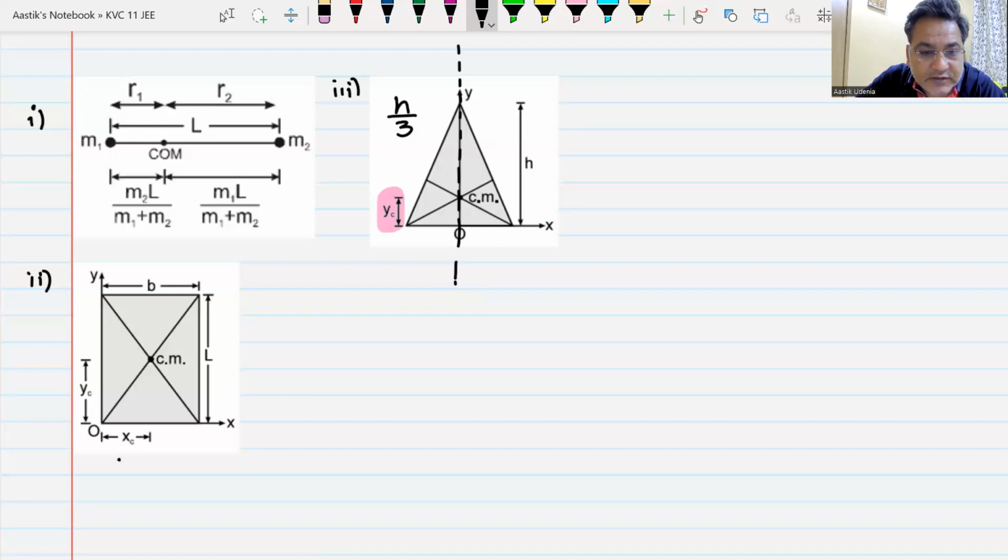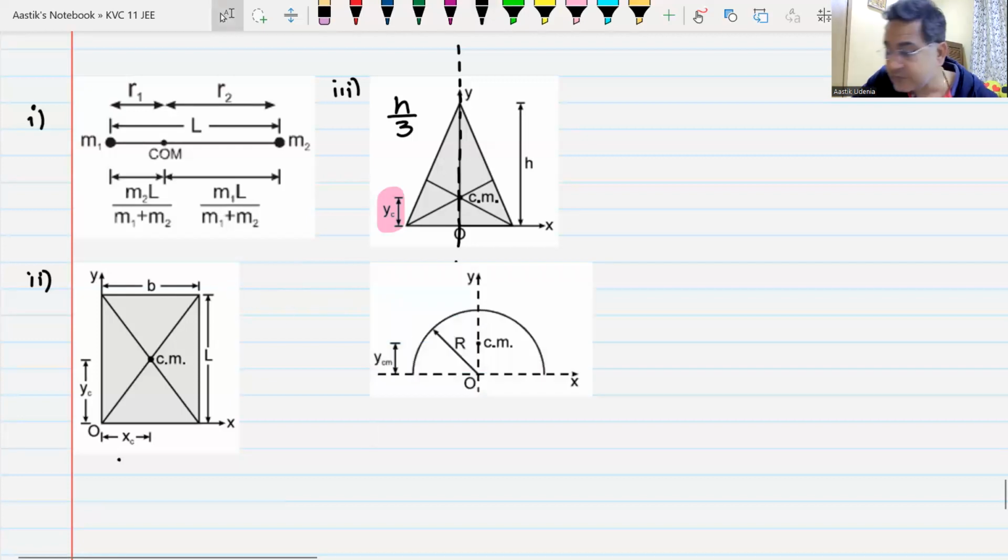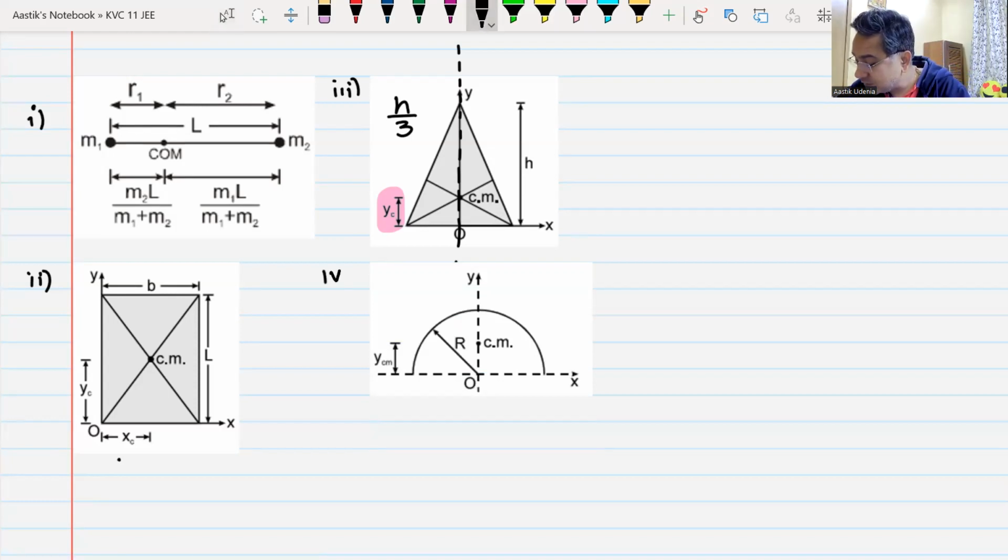Okay, similarly, now you have this body. This is a semicircular ring. If you have a full ring, the center of mass will lie at the center of the ring. But if you have a semicircular ring like this, the center of mass will lie not at the center because the other half is missing. So here also, you have an axis of symmetry, and this is the y coordinate. Yes or no? If you don't understand, please let me know. The position of the y coordinate of the center of mass is 2r by pi. You already know the axis of symmetry is like this, so the x coordinate is 0. Do we understand this?